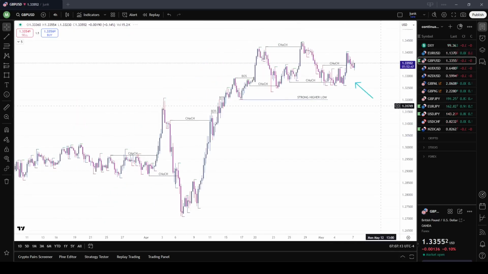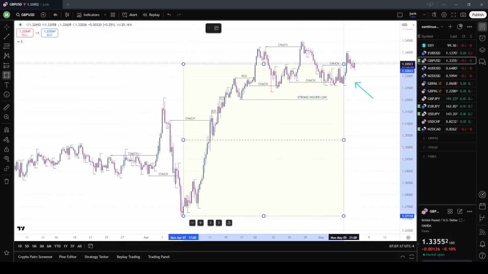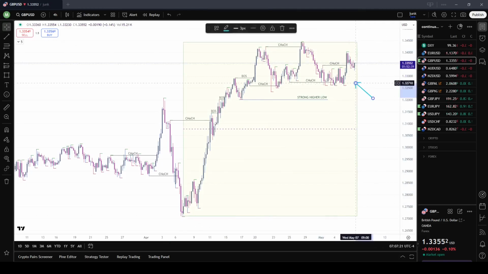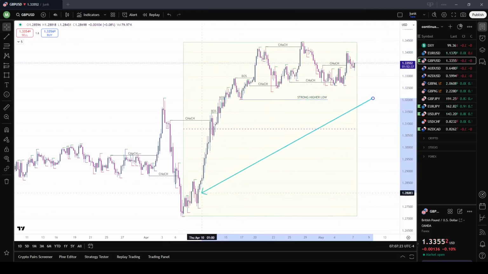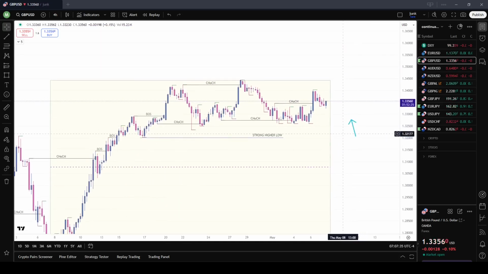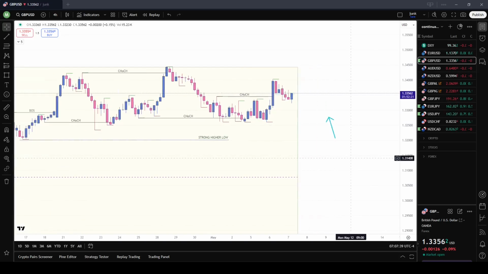GBP USD. Let's map out the current range. We've been saying this is the current overall range, but you could make this the new higher low as prices continue to push higher: higher low, higher high, higher low, higher high. Buyers weren't able to capitalize yet on targeting this higher high, but it does look like it is in prime position to go ahead and look for buying opportunities.